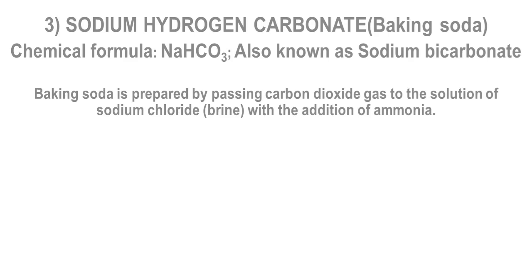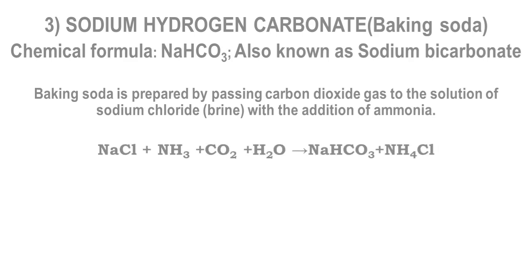You pass the gas through a solution of sodium chloride, to which we add a little ammonia, and then you pass the carbon dioxide gas to it. Then we get a salt known as baking soda. Now look at the equation here: NaCl plus NH3 plus CO2 plus H2O gives NaHCO3 plus NH4Cl. Later, this NH4Cl is removed by filtration, so we get back the salt sodium bicarbonate.